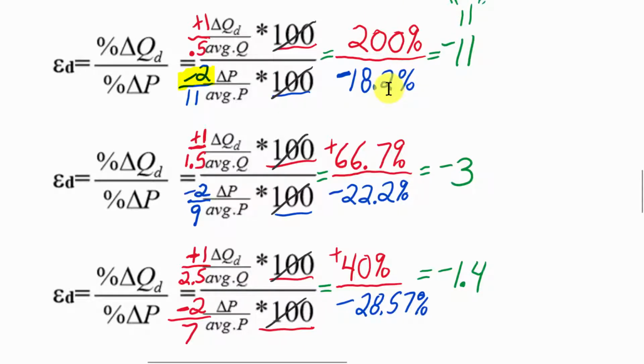So what we would end up with for this first one, just to give you an idea, if we did that, instead of ending up with a percent, we'd have kind of a proportionate change. If we don't multiply that by 100, we'd end up with 2 instead of 200% on the top. And on the bottom, if we didn't multiply that by 100, we'd end up with 0.182. And when you divide 200 divided by 0.182, you're going to end up with minus 11 anyway. So this is just a little simplification you can do if you want to be able to calculate elasticities quickly.